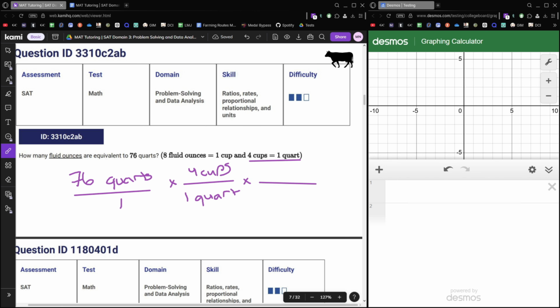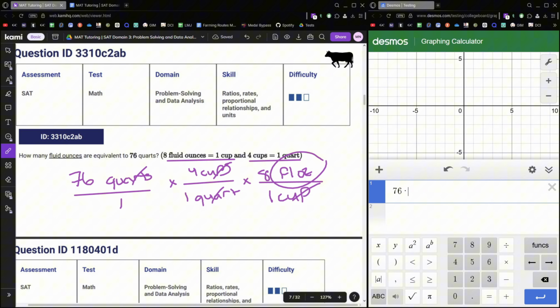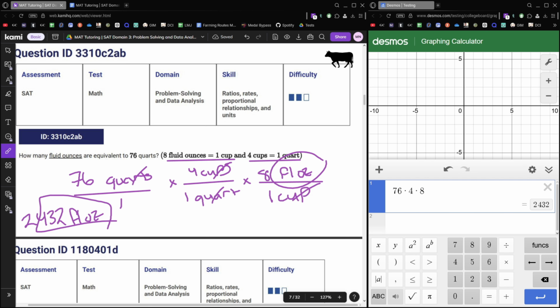Same thing here when we're going from cups into fluid ounces. We want our cups to be on the bottom so they cancel out. And then our 8 fluid ounces on the top. Now if we went ahead and multiplied this all out, the quarts would cancel out and then the cups would cancel out, leaving you with just fluid ounces, which is what we're solving for. So let's go ahead and multiply this out in Desmos. It would just be 76 times 4 times 8, and we get our answer would be 2,432 fluid ounces. Oh, I missed the box.